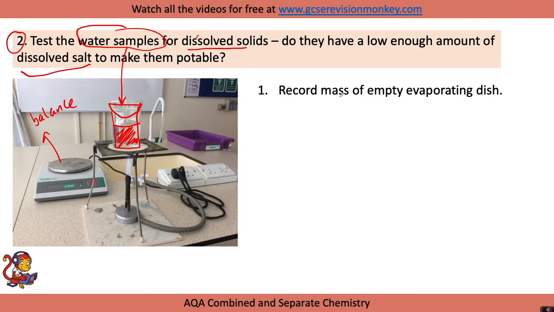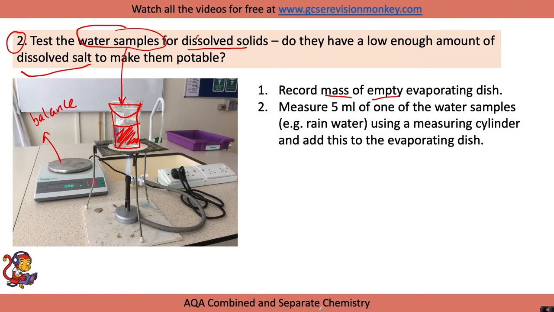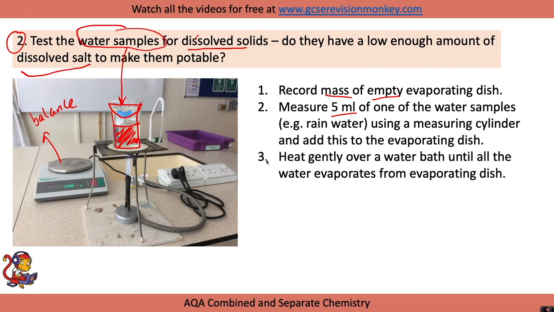So the method for this, we are testing to see if this water sample has dissolved solids in it. So we're going to record the mass, hence the balance, of an empty evaporating dish. We are then going to measure 5 millilitres of one of the water samples, for example rainwater, using a measuring cylinder, and add this to the evaporating dish. So we pop our small amount of water in our evaporating dish like so. We then heat gently over a water bath until all the water evaporates from the evaporating dish.